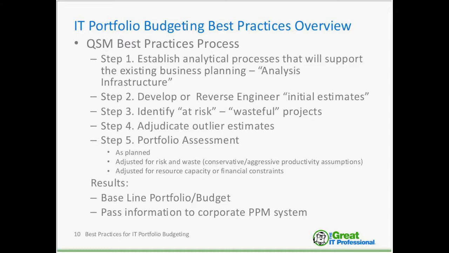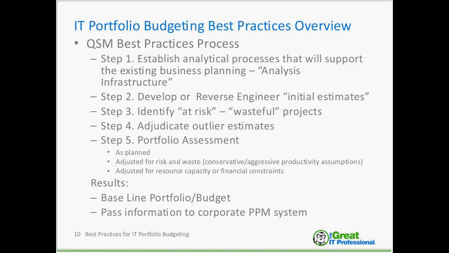Step 3 is to identify estimates that position outside of our empirical performance domain. These generally fall into 2 categories: at-risk projects that have optimistic productivity performance assumptions, and plans that are wasteful due to productivity assumptions that are too conservative, or resource plans that are not optimized. Step 4 is to use the top-down scope-based estimation approach to adjudicate those outliers and bring them in line with the organization's empirical performance domain.